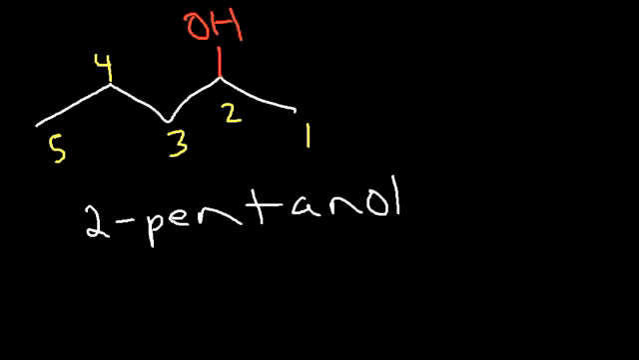Now, what kind of alcohol do we have? Is it primary, secondary, or tertiary? Notice that the alcohol is on a carbon that is attached to 2 other carbons. So this is a secondary alcohol.